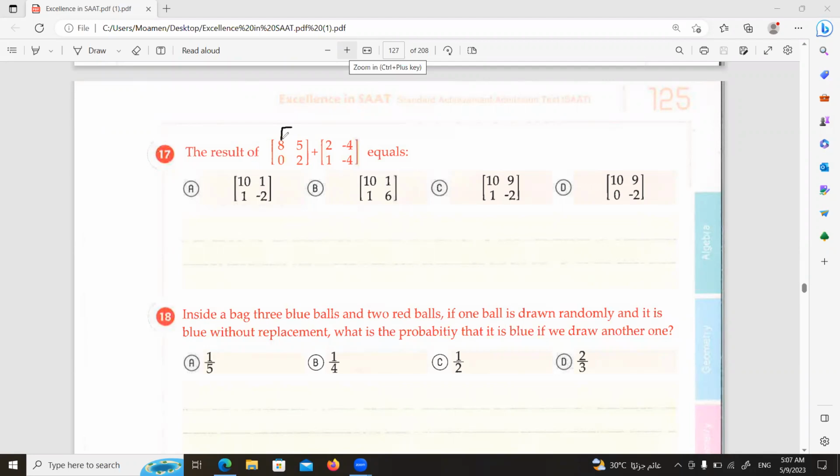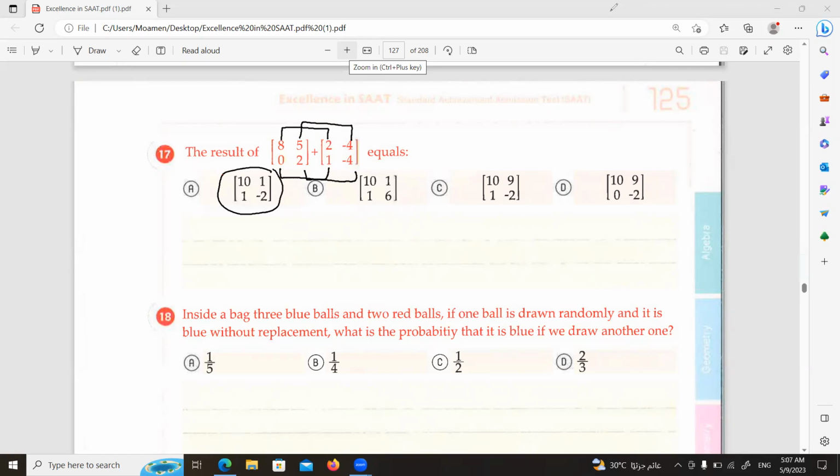I will do plus: 8 plus 2, and 5 plus negative 4, 0 plus 1, and 4 minus 2. My result will be letter A, which is 10, 1, and then 1 and negative 2.